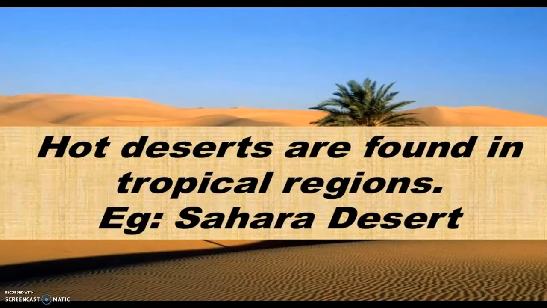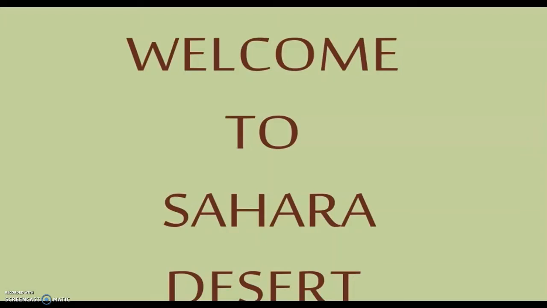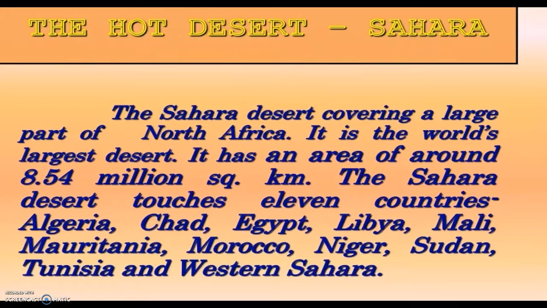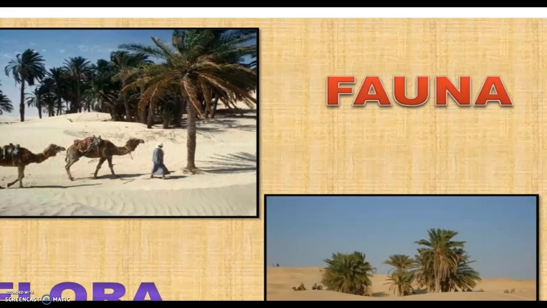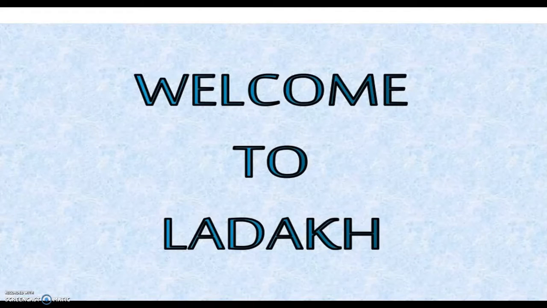Then what about the cold desert? Cold deserts are found in high altitudes of the temperate regions. Example, Ladakh. So in the last class we learnt about Sahara in detail. These are the specialities of Sahara Desert. Today we will focus on the cold desert Ladakh. So children, all are welcome to the cold desert of Ladakh.